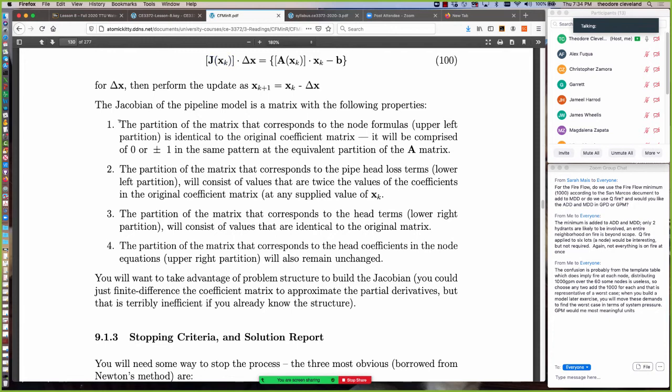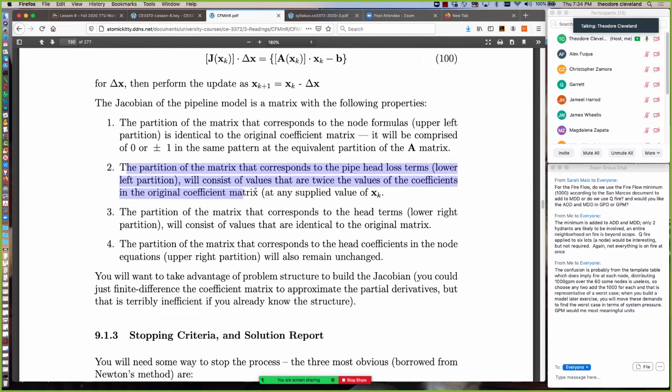We simply copy the three partitions that don't change into the Jacobian, and the one partition that does change, we have to multiply it by 2 and put it in the right location.